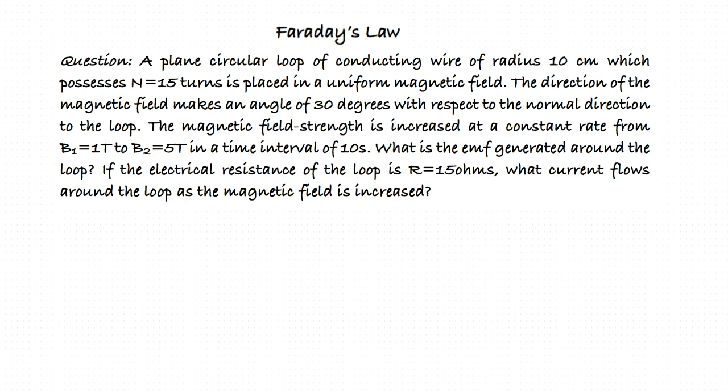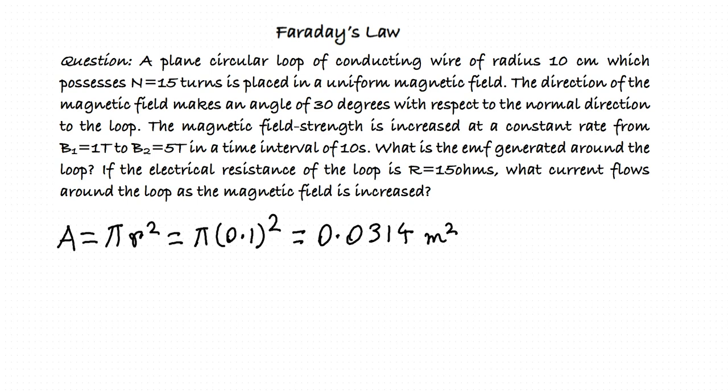What is the EMF generated around the loop? If the electrical resistance of the loop is R equals 15 ohms, what current flows around the loop as the magnetic field is increased? Now, let's go ahead and solve the problem.